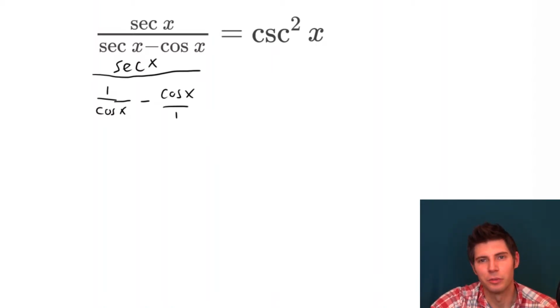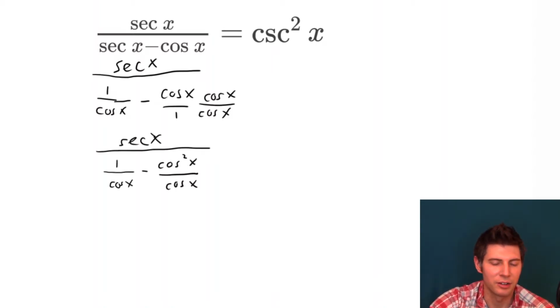The common denominator will be cosine x, so we're going to multiply the right-hand one, top and bottom, by cosine x. So now bring it all down, we have the secant x, and then the right-hand one became cosine squared x over cosine x.